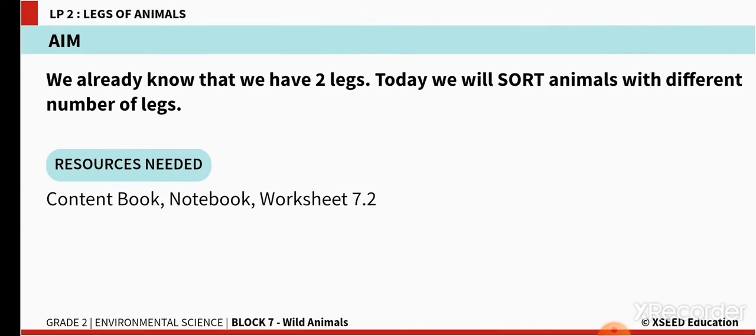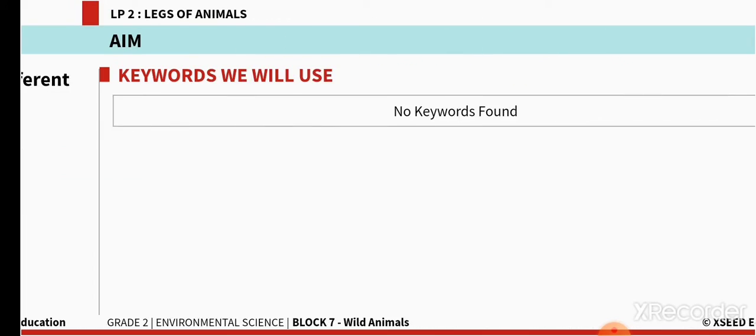Aim of today's class: we already know that we have 2 legs. Today we will sort, meaning we will classify, the animals with different numbers of legs. You will be surprised, children. We have 2 legs, but the number of legs for different animals is different from each other, and let us see how we can classify them based on the number of legs they have.